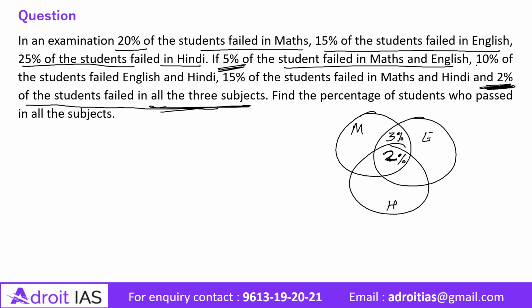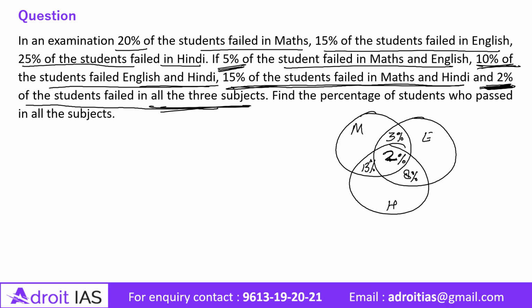Now 10% of the students failed in English and Hindi. English and Hindi is this area. So 2% is already there. 10% should be coming. So we are left with 8%. Right. Now maths and Hindi. 15% of the students failed in maths and Hindi. So 2% is already here. So we are left with 13%.